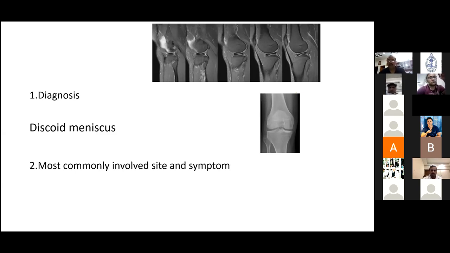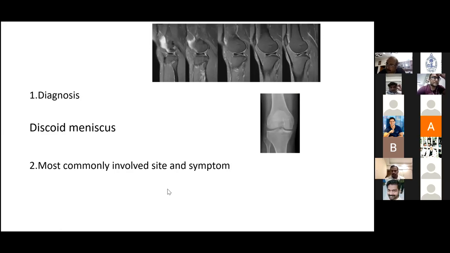Most commonly involved site and symptom? Lateral side, sir. And symptom? Clunk. When will you get a clunk? You get sounds, basically, coming from the knee. So when will you intervene for a discoid meniscus? You hear the sound, will you go in for surgery?